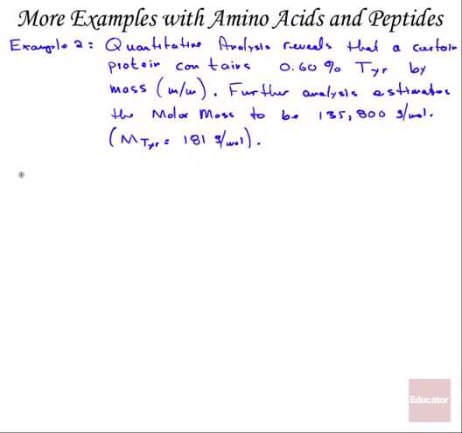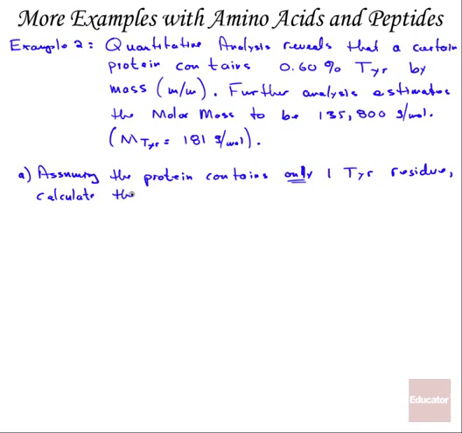So the first question we want to ask you is, and this is the process that you'll use. Assuming the protein contains only one tyrosine residue, calculate the minimum molar mass of the protein.